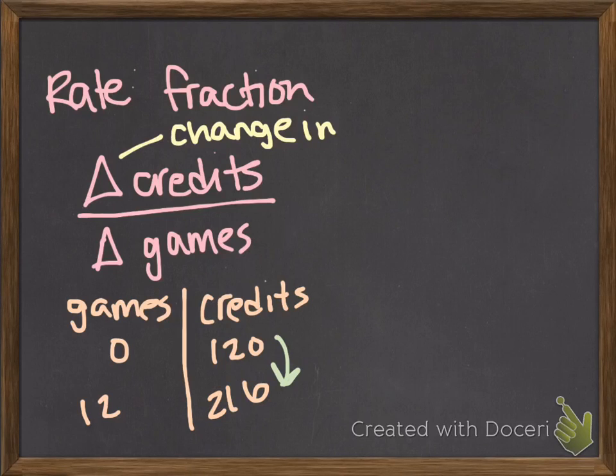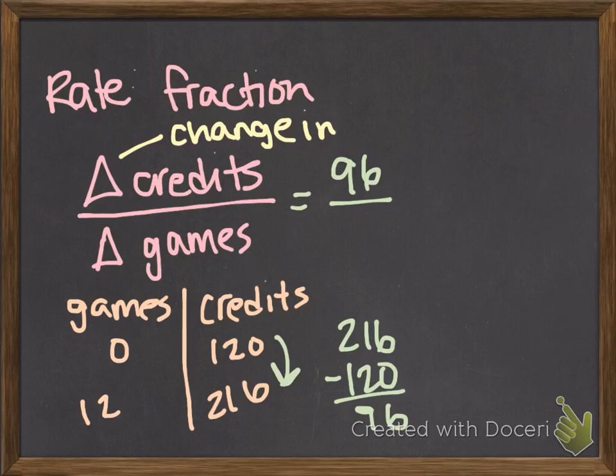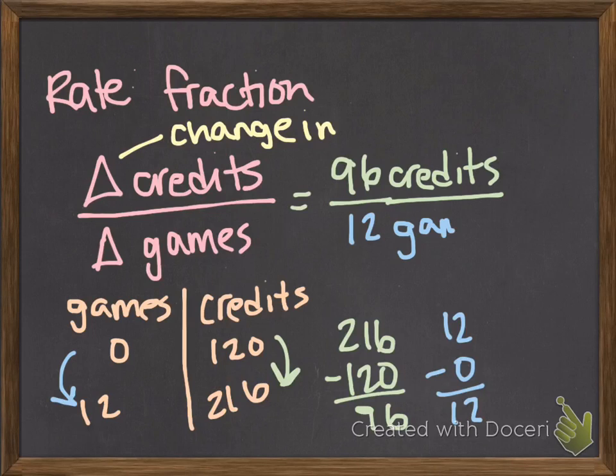Well, the change in credits, I go from 120 to 216. So we need to subtract, and we get 96. Then I'm going to look at the change in games. I go from 0 to 12. So 12 minus 0 is 12, and that's my denominator. And we want to put our label. So this is 96 credits per 12 games. That is our rate for number 2.